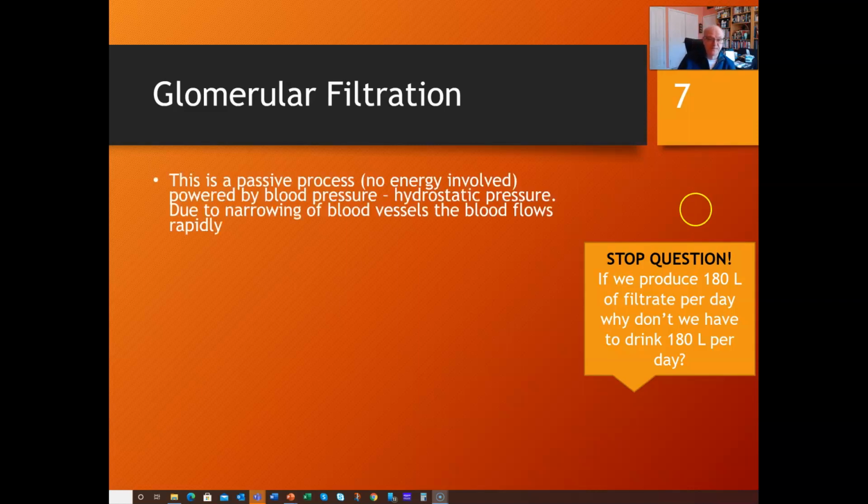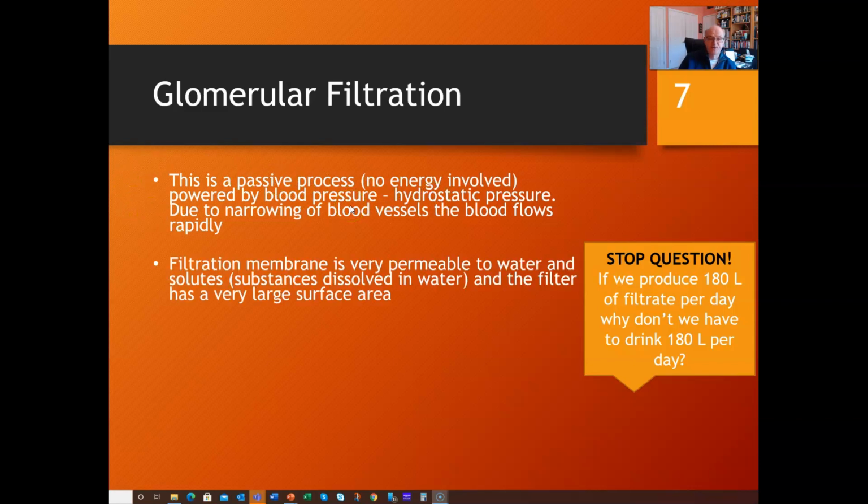Okay, so let's have a look. Filtration is a passive process. Have a think about that. What happens to all this filtrate? It's a passive process, which means there's no direct energy involved. The blood pressure powers the filtration. The blood vessels get narrower inside the glomerulus, and that increases the pressure in there. Unlike a normal capillary bed, where the pressure decreases, inside the glomerulus it actually increases and aids filtration.